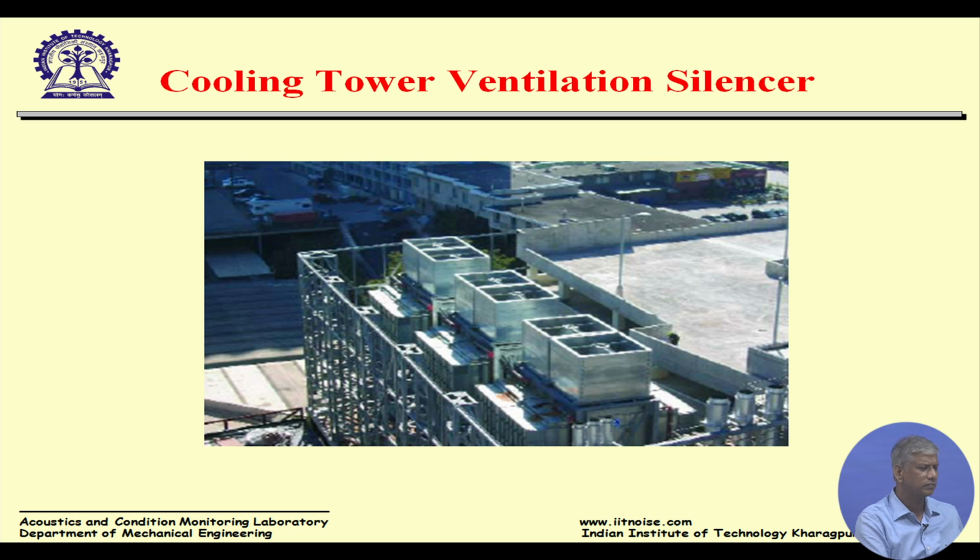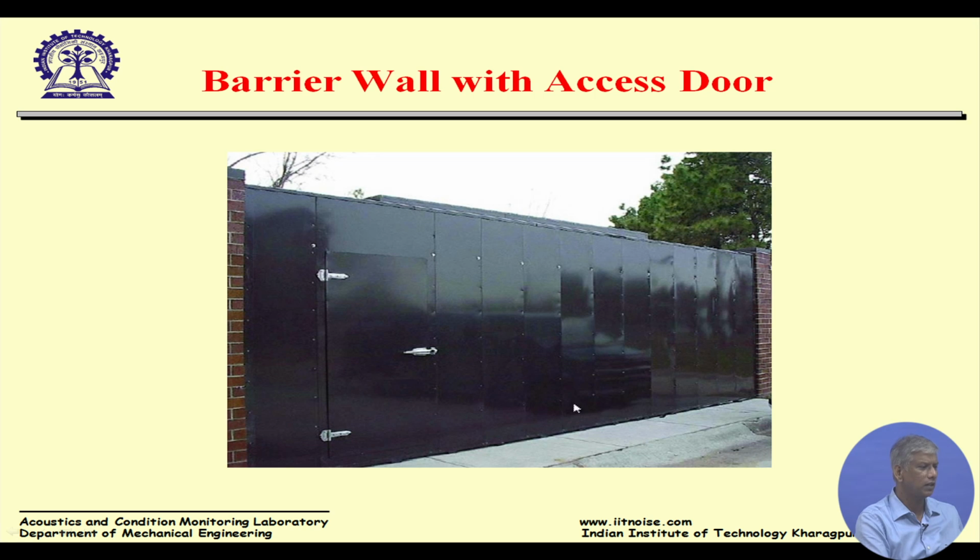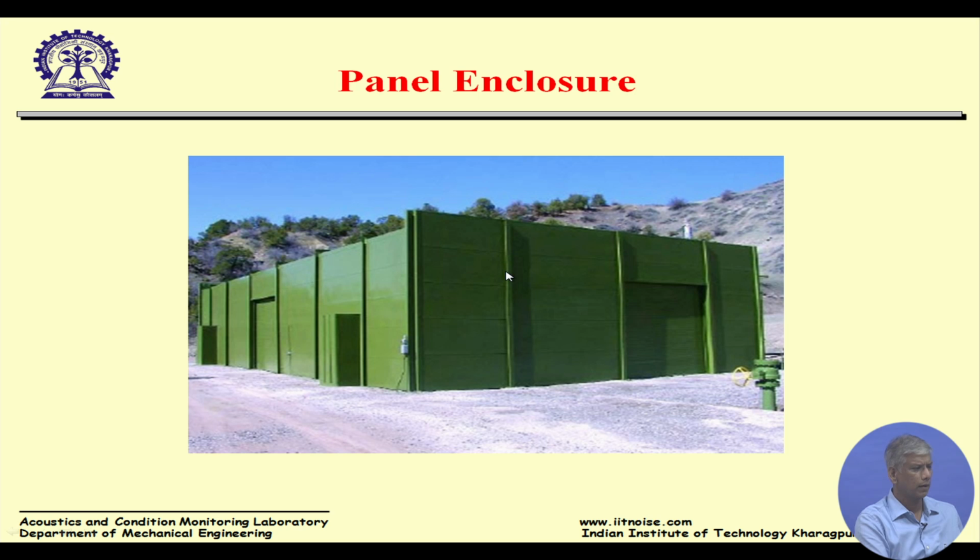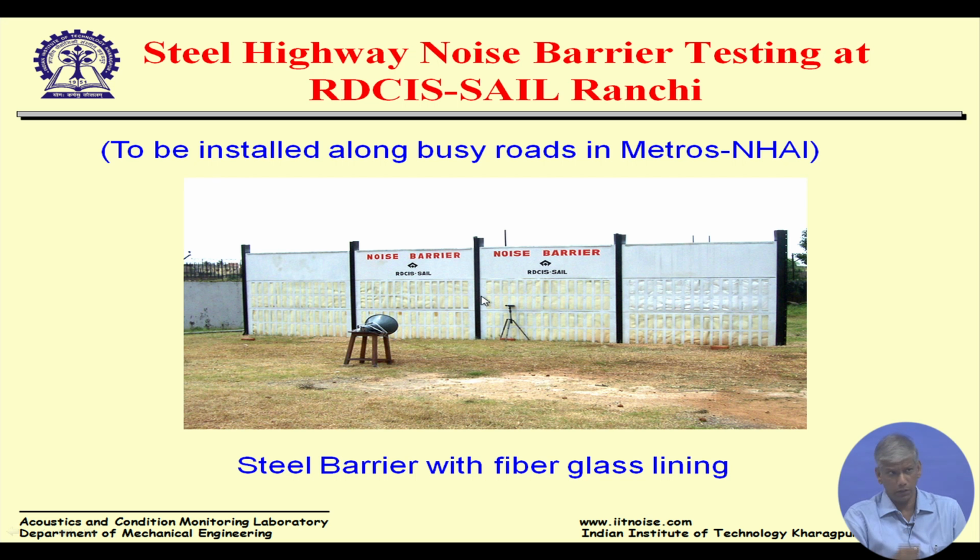And ventilation silencers, barrier walls. This is a transformer housing, panel enclosures. These are all to reduce the community noise. In fact, we did a project for the Steel Authority of India, wherein they were looking at, of course, ways by which steel companies can sell more steel. But then they came up with an idea that in Delhi, big flyovers and metros are coming up.